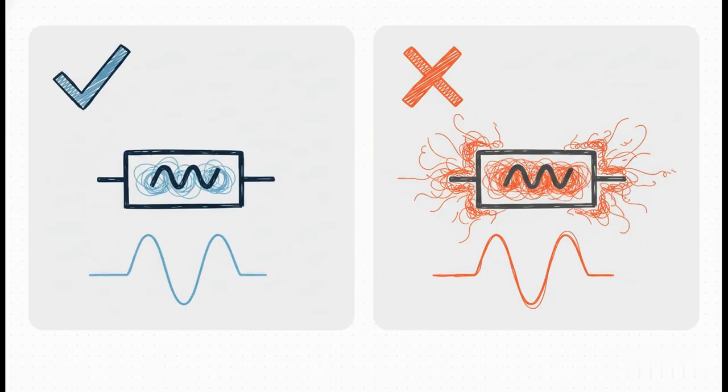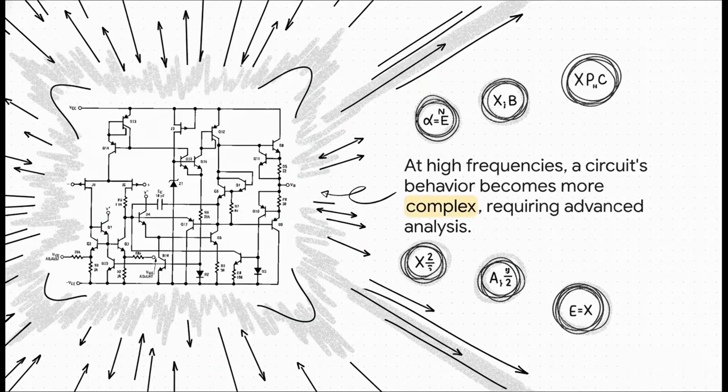The laws apply flawlessly. But when you start cranking the frequency way up, we're talking radio waves, microwaves, those electric and magnetic fields just can't be contained. They start to radiate and interact, and that simple model breaks down. And at that point, a neat circuit diagram stops telling you the whole story. The physical size and the layout of the wires suddenly matter a ton. To really analyze a circuit like that, you have to move beyond Kirchhoff's laws and into the much deeper physics of Maxwell's equations, actually simulating the fields themselves.